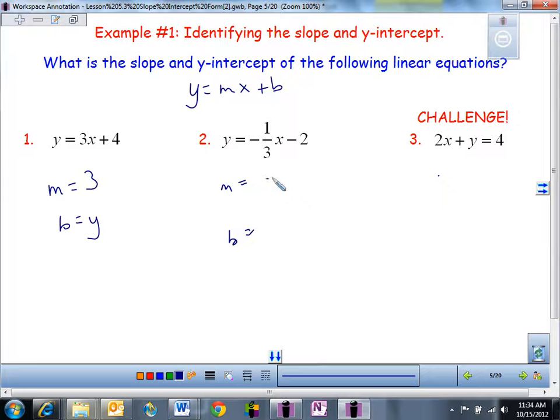So in number 2, your m should have been negative 1/3. And your b should have been negative 2. And number 3 is one of those trickier questions where we just have to do a little work.